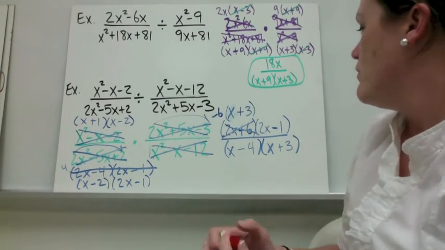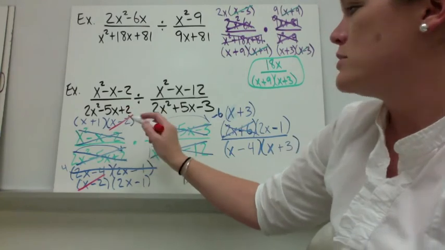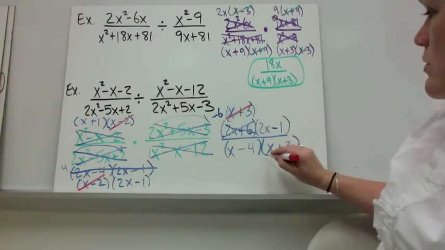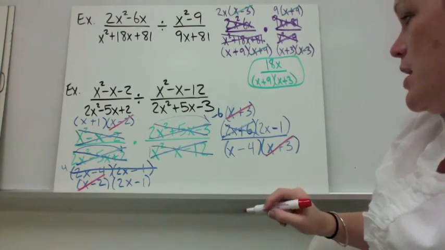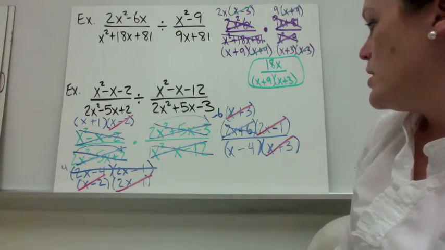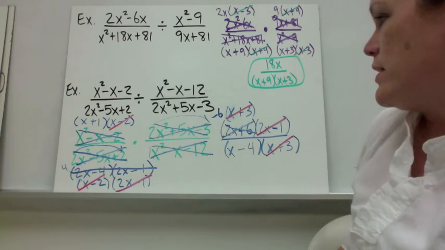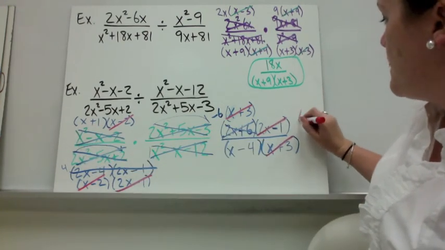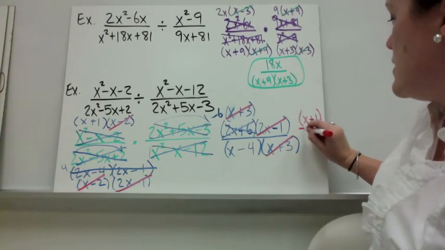So we have, let's see, x minus 2 would cancel out because there's one in the numerator and the denominator. X plus 3 would cancel out because one is in the numerator and one is in the denominator. And 2x minus 1 cancels out. So, and the negative 6 was just part of my factoring right there. So now I've got x plus 1 left over in the numerator. And in my denominator, I have x minus 4.